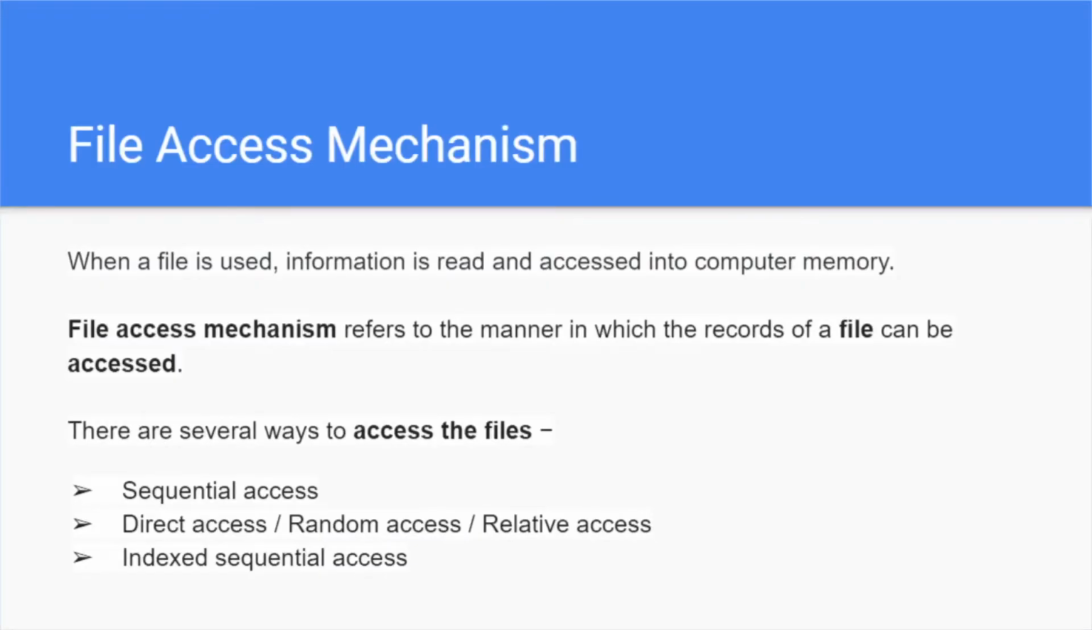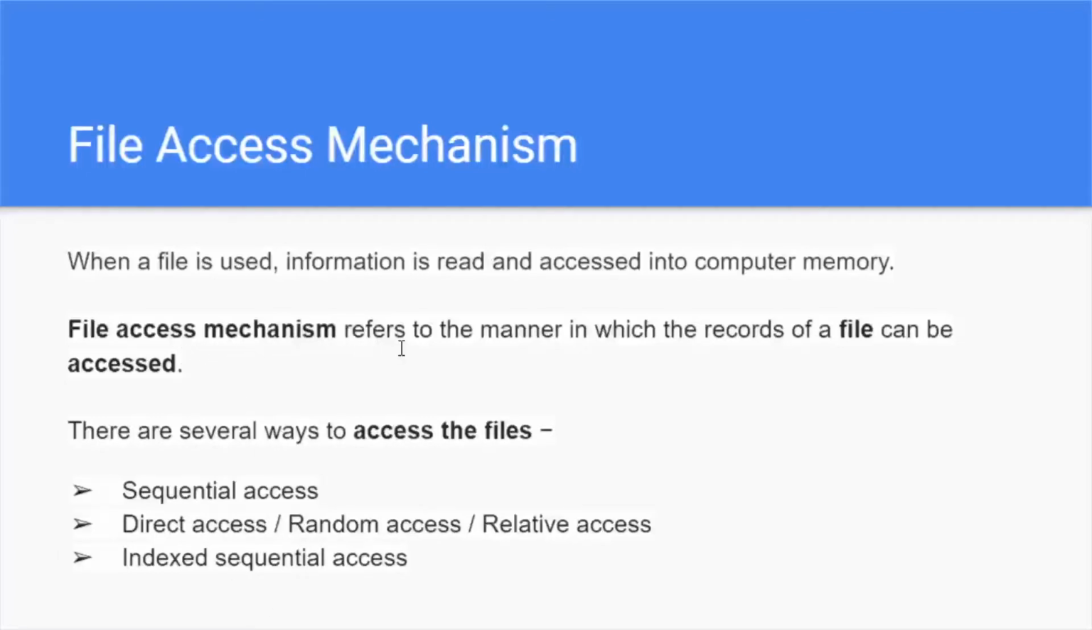As we all know, a file stores information, which must be read and accessed into computer memory when it is used. Why do we store the information? We store it to access in future. So if we know that files are stored in the disk, we need some access mechanism to get those files into RAM or main memory.